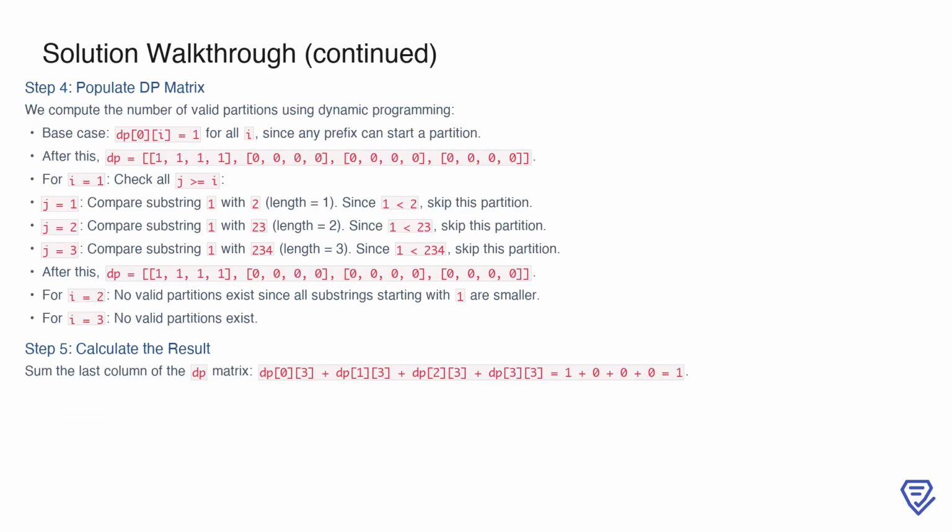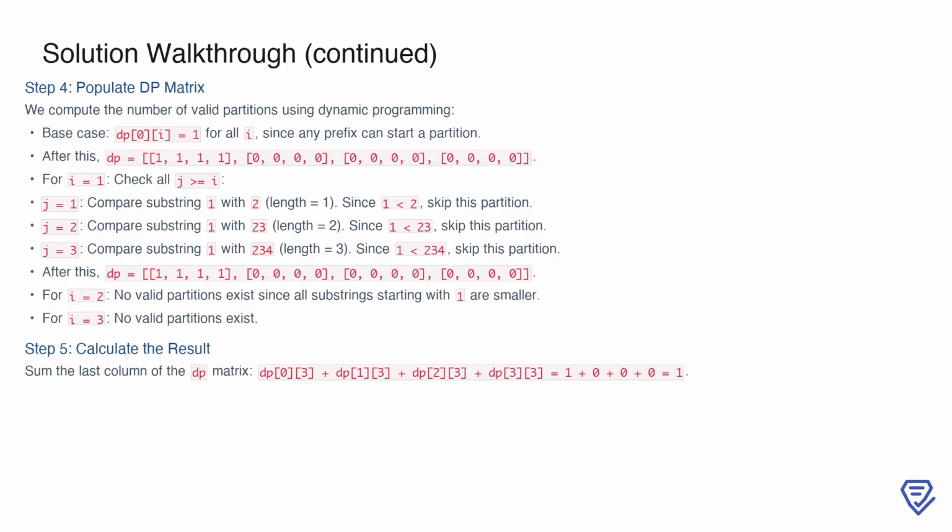Next, we populate the DP matrix to determine the number of valid partitions. The base case remains the same: any prefix can start a partition, so all entries in the first row of the DP matrix are set to 1. As a result, the matrix becomes 1, 1, 1, 1, followed by zeros in the remaining entries. For i equals 1, we examine all j values where j is greater than or equal to i.